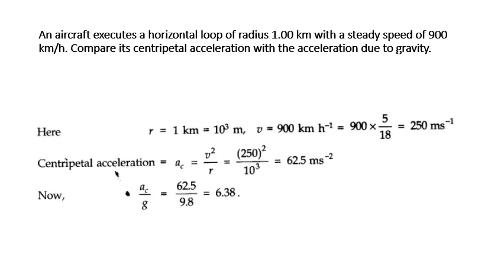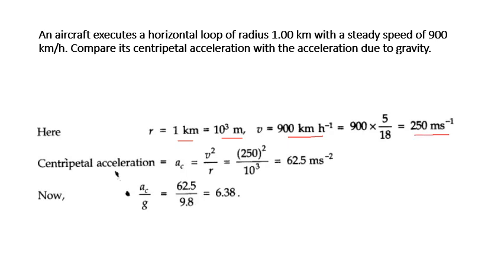Next question is, an aircraft executes a horizontal loop of radius 1 kilometer with a steady speed of 900 kilometers per hour. Compare its centripetal acceleration with the acceleration due to gravity. So what is given, students? Radius is given as 1 kilometer or 10 to the power 3 meters. And speed is 900 kilometers per hour. Converting into meters per second, 900 into 5 by 18 equals 250 meters per second.